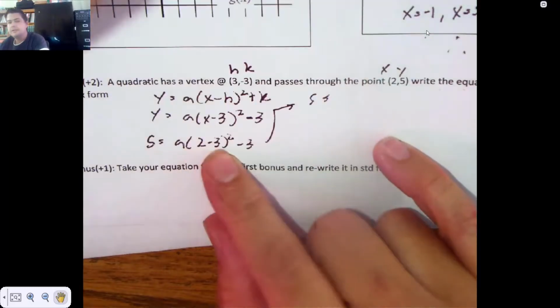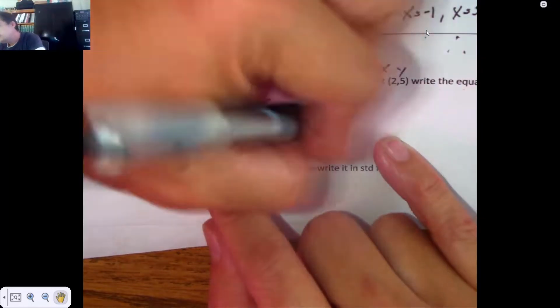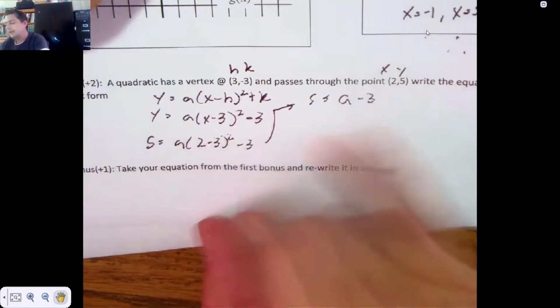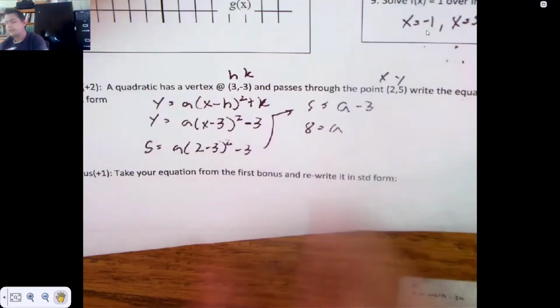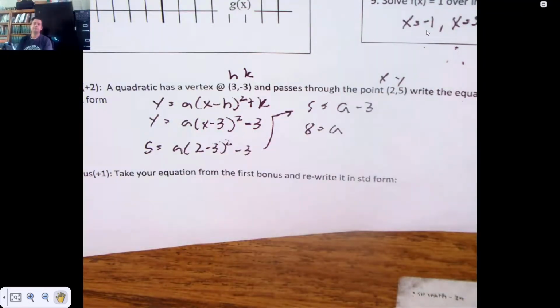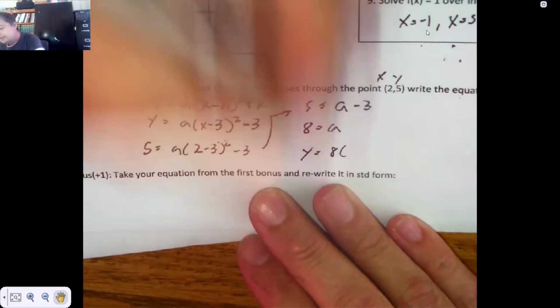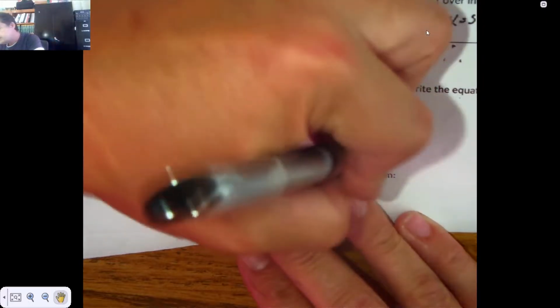5 is, 2 minus 3 is negative 1. Negative 1 squared is 1. A minus 3. Add 3. There's my a value. A is 8. Assuming I didn't do anything wrong. Sometimes I do. So my vertex form is y is 8 times x minus 3 squared, take away 3.